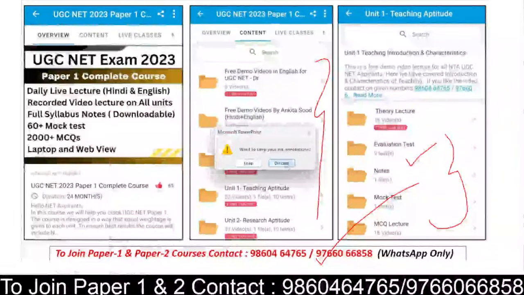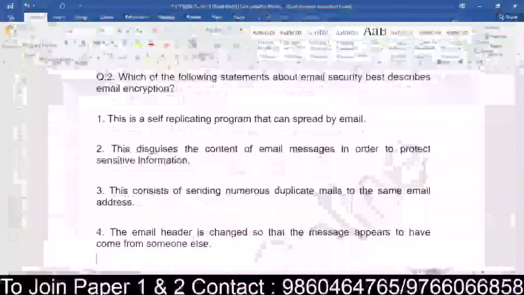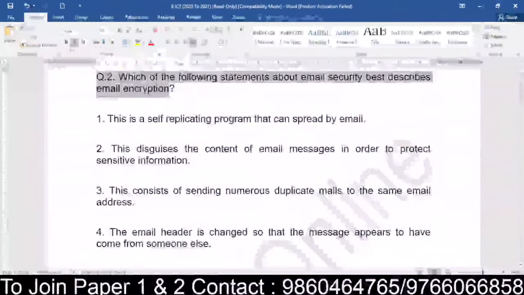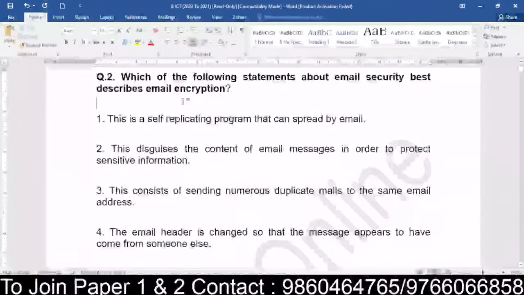So yes, now let's come to the question and answer part. We are ready for question answers. As I said, we are going to talk about ICT today, so we will go at a little bit faster pace so that we complete the maximum number of questions today.